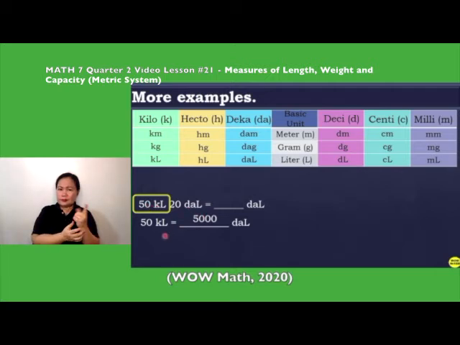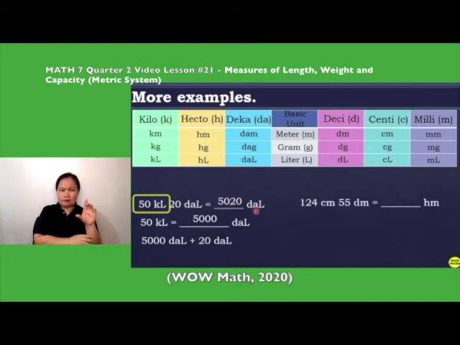So, pareho na sila. Therefore, anong gagawin? I-add na lang natin si 5,000 at si 20. Therefore, ito po, yung 50 kiloliters and 20 decaliters is equivalent to 5,020 decaliters. Okay. So, ganun po ang gagawin. Next. So, I have here 124 centimeters, 55 decimeters. How many hectometers? So, ito, pinapa-convert to sa atin ng hectometers.